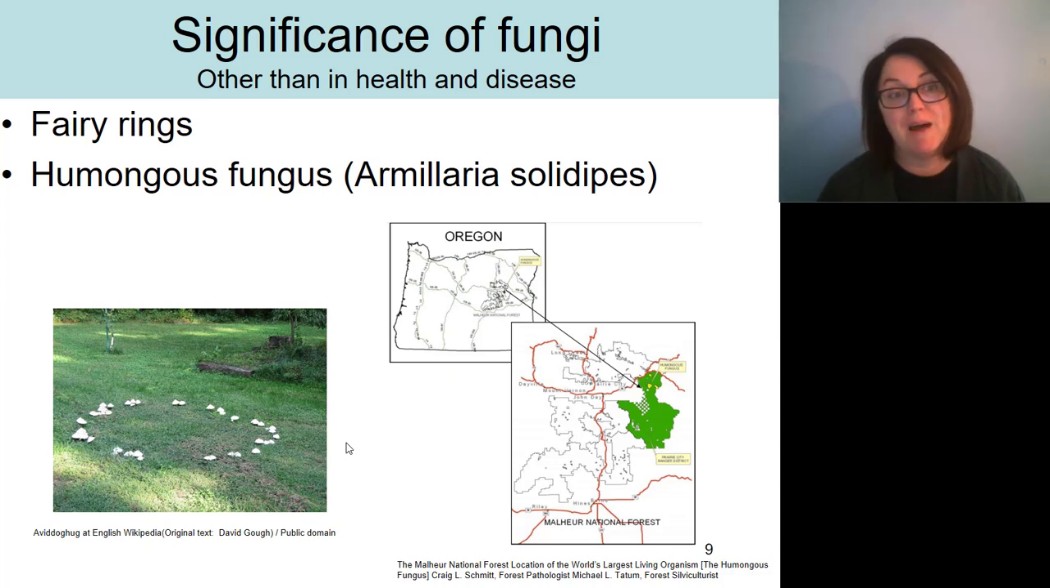And then another sort of anomaly here is the humongous fungus. And the humongous fungus is actually the world's largest fungus. It covers over 2,000 acres, and it's the largest known root disease in all of the world. And I believe that's, yeah, we have it right here. So this is in Oregon, right? And so it's actually something that's found in Oregon.